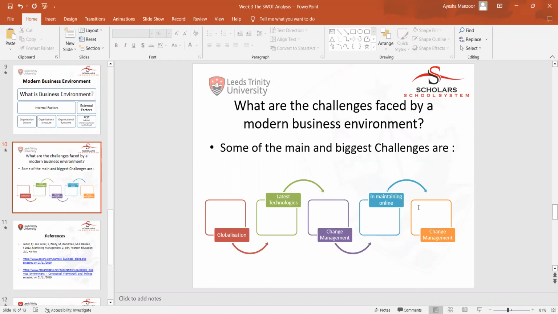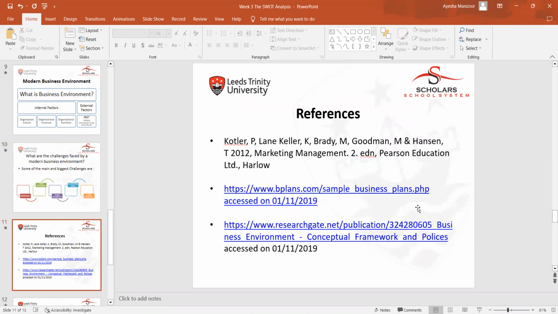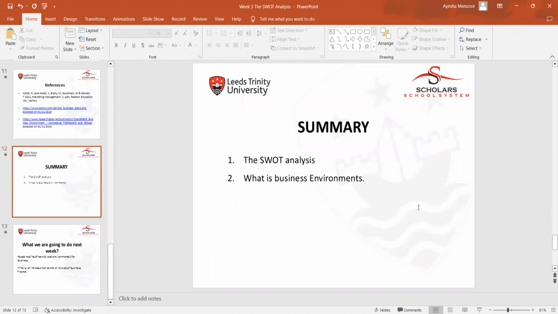These are the challenges, and we discussed that in the class, and these are the references provided here, from which this material has been taken to put on the slides. And this is the summary. Overall, we have discussed the SWOT analysis and what the business environment is.